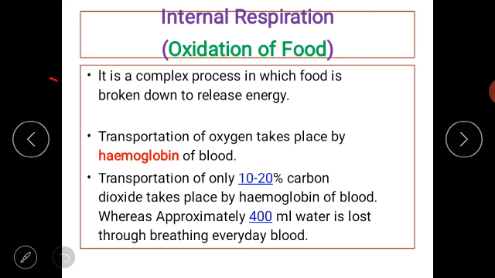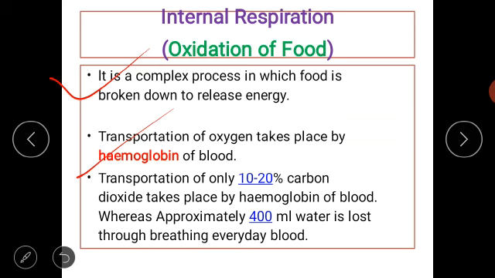Anaerobic respiration and aerobic respiration are actually internal respiration, meaning oxidation of food. It is a complex process in which food is broken down to release energy. Transportation of oxygen takes place by hemoglobin in the blood. Hemoglobin in the blood gives red color to the RBC. What is RBC? It is the red blood cell. It gives red color to the RBC and helps in transportation of oxygen.